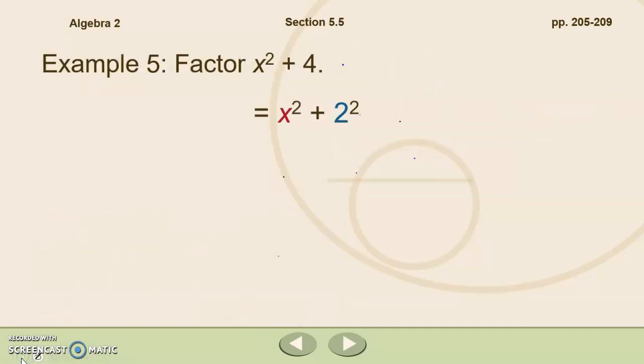All right, let's factor x squared plus 4. We've got a sum of squares here, so we're going to use that rule that we just learned. Our (x plus 2i) and (x minus 2i).